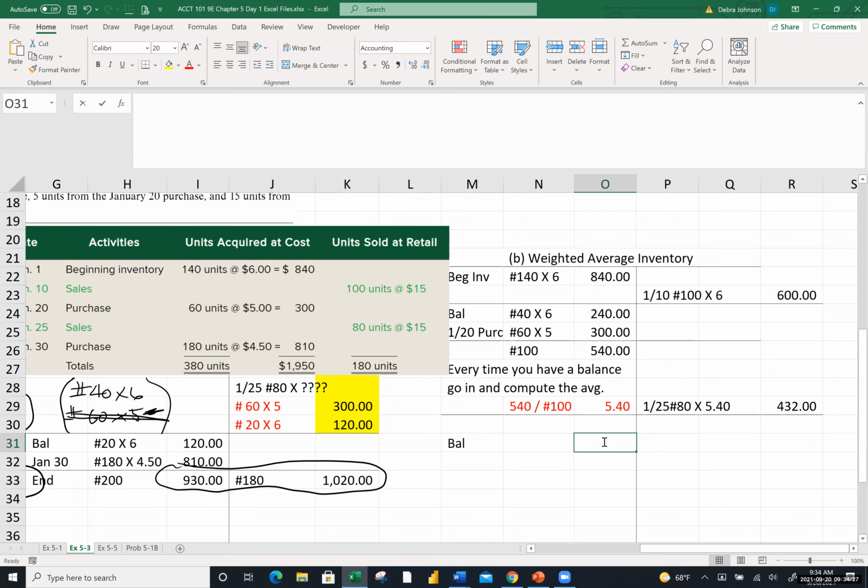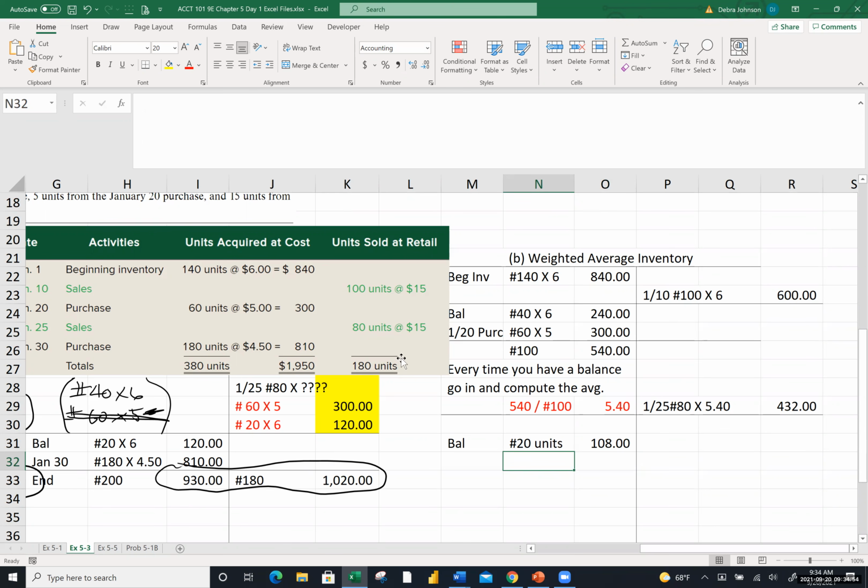So now I can calculate what's in there. It's the 540 less the 432. Another way of saying it, it's the 100 units less the 80 units. So I still have 20 units. And in keeping with my own recommendation to you, I'm going to calculate the balance just so I'm ready in case another sale comes up. Now you might be saying, well, we don't have any more sales.